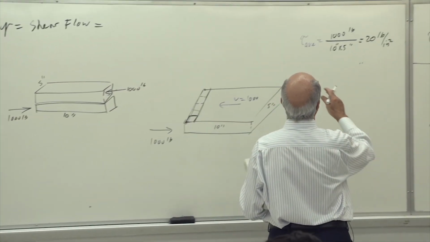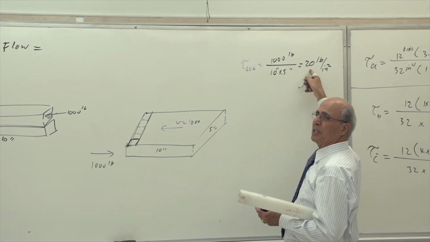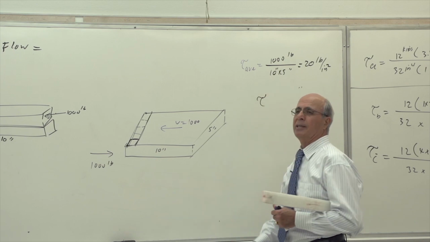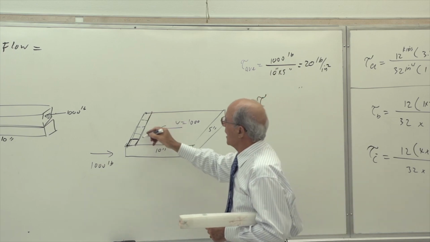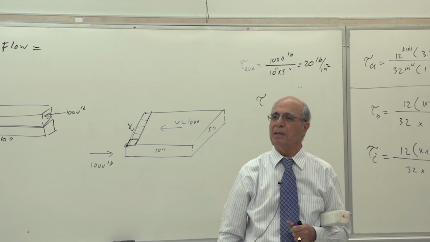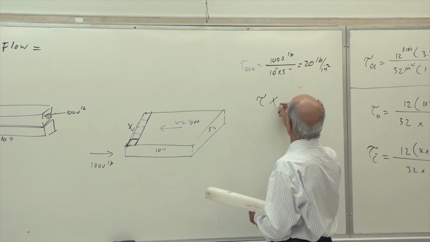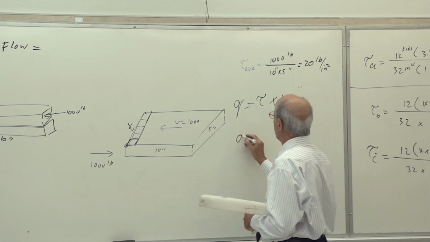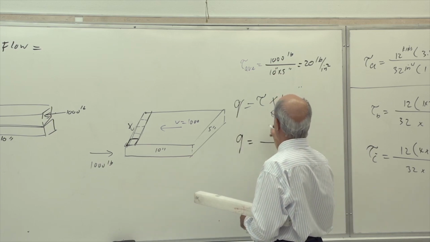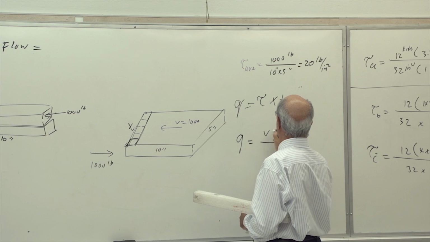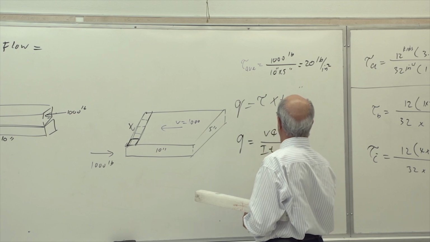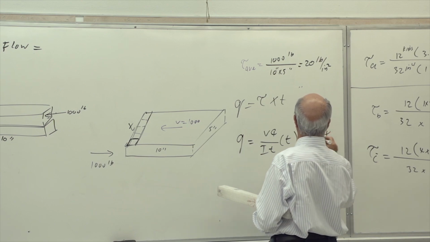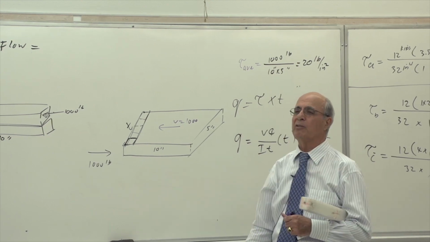What did I do here? I multiplied 20 by 5. Yes or no? What was 20? 20 was tau. What was this length? That length usually is the t of the beam. So if I take the tau multiplied by the t, I should end up with a q. Yes or no? So the q therefore becomes equal to tau. What is tau equal to? VQ over IT multiplied by t. T and t drop out, so it only becomes VQ over I. Is that correct? I don't need any t there.